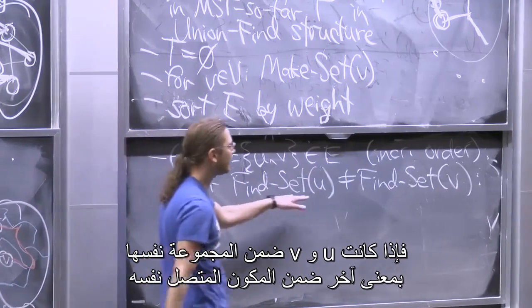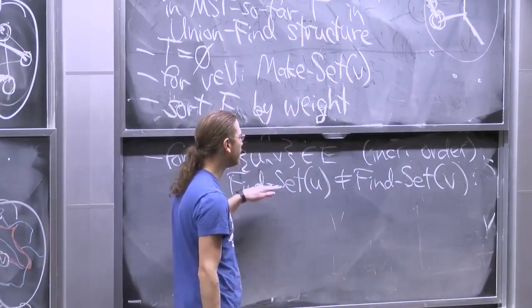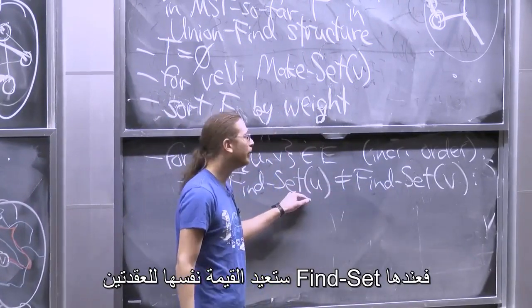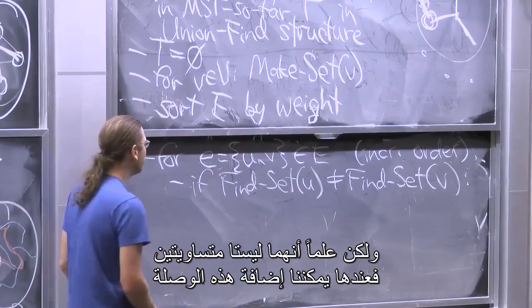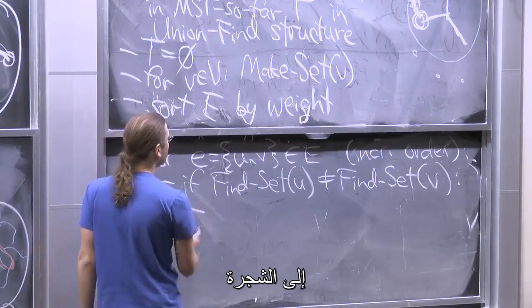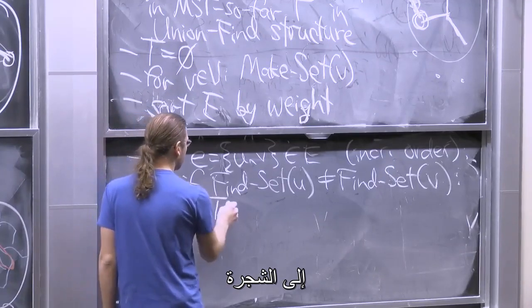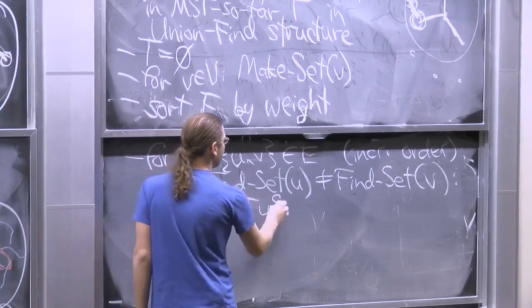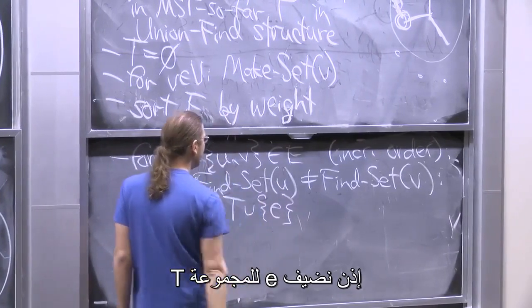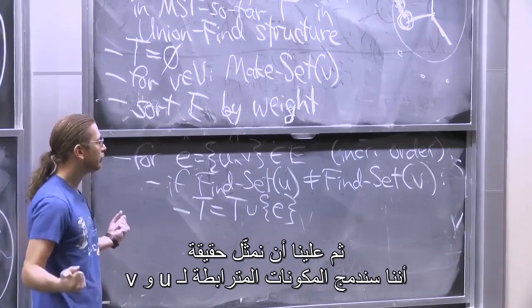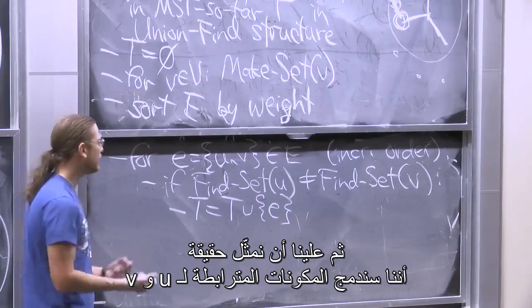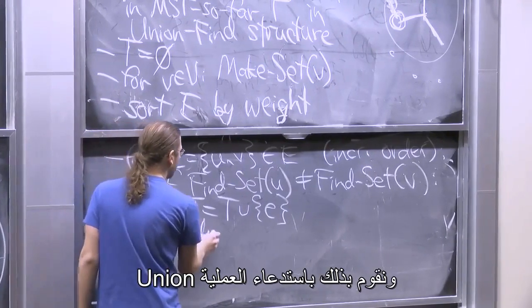So if U and V are in the same set, in other words, they're in the same connected component, then find set will return the same thing for both. But provided they're not equal, then we can add this edge into our tree. So we add E to the set T. And then we have to represent the fact that we just merged the connected components of U and V. And we do that with a union call.